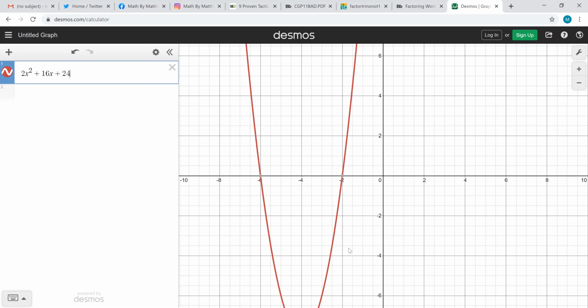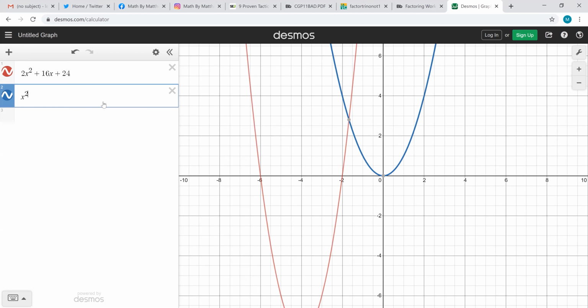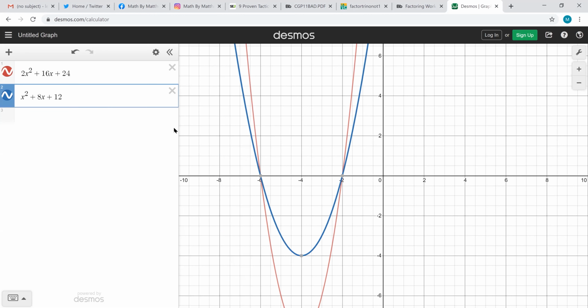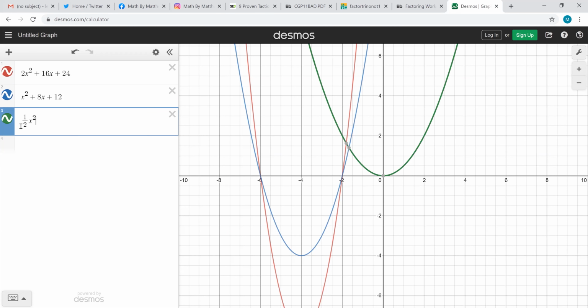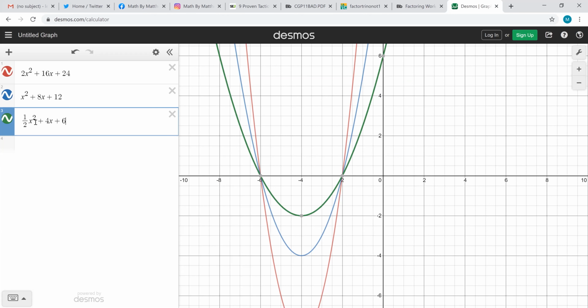Do you see that graphed here? Yeah. Okay. Where does it hit the x-axis? -6 and -2. Great. Now I'm gonna graph this. Where does it hit the x-axis? It's the exact same places. It hits it at the same place. Okay. Where does 1/2 x squared plus 4x plus 6 hit the x-axis? The exact same place. Okay. Now I can even flip this over, and it's the same thing.